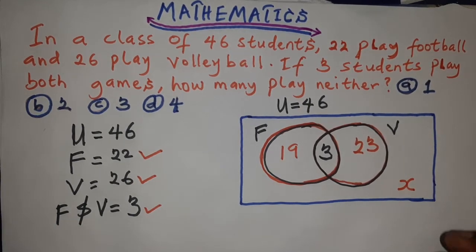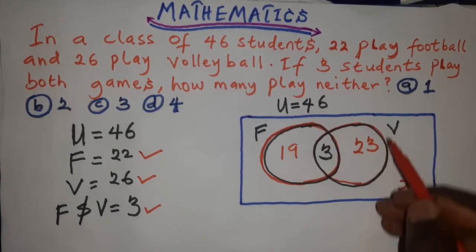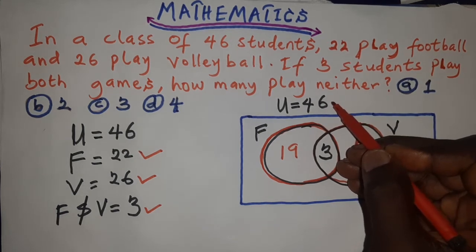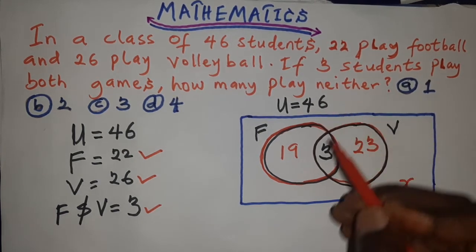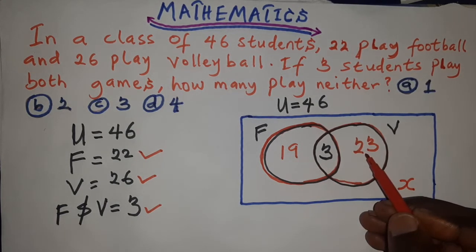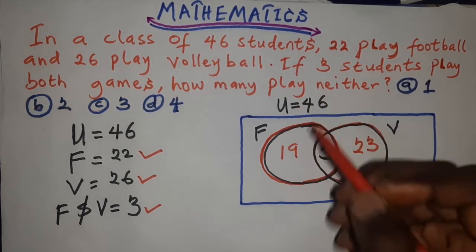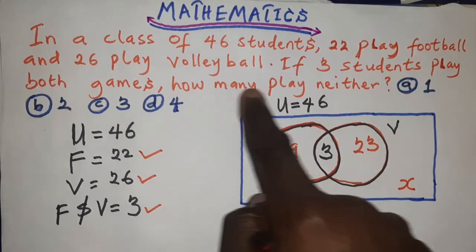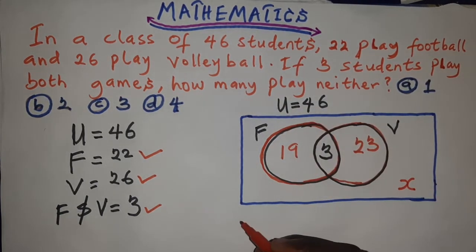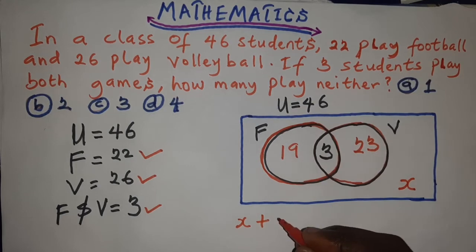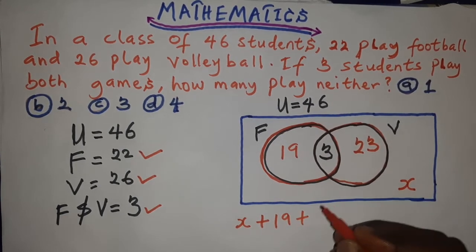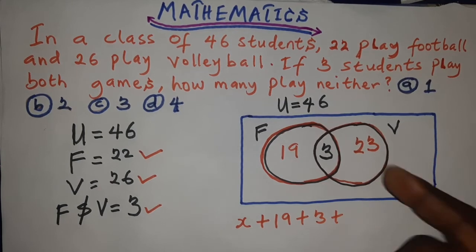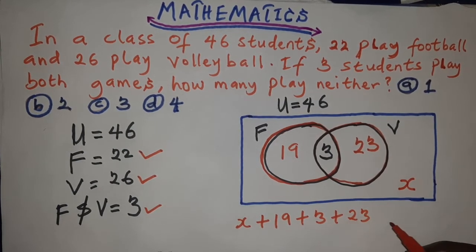And you know, in your Venn diagrams, every value in the diagram must add up to the cardinal number for the universal set. So this 19 plus 3 plus 23 plus this x must give you 46. It becomes an equation, and it gives you a clue on how to get your value for x, which is the number of those that play neither. So write it out: x plus 19 plus 3 plus 23 must give this 46, the cardinal number for your universal set.